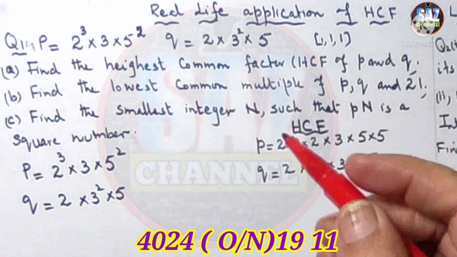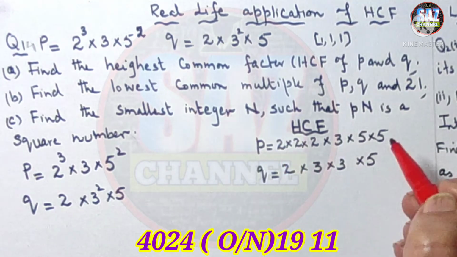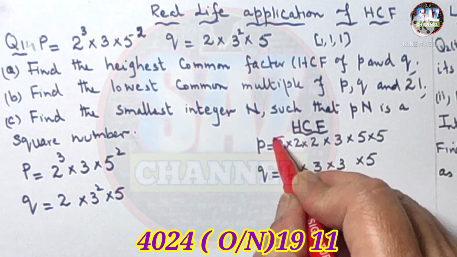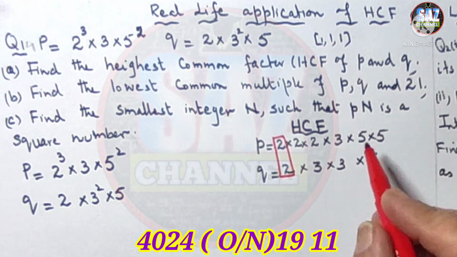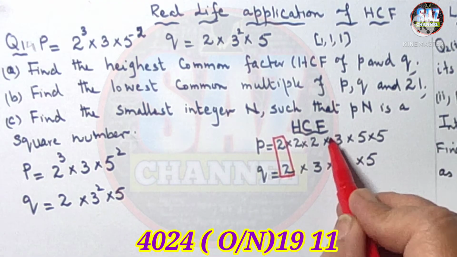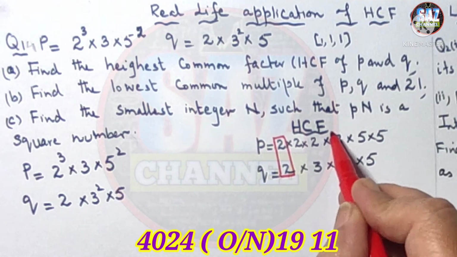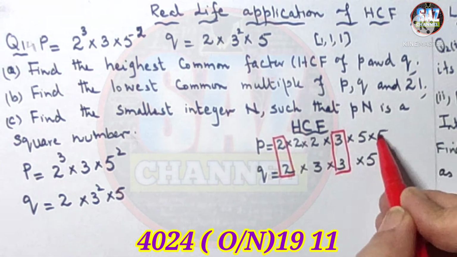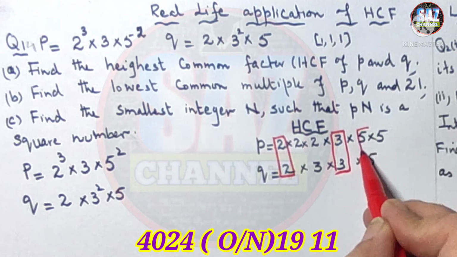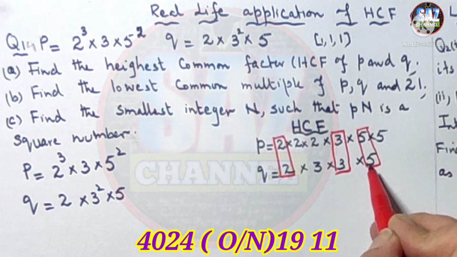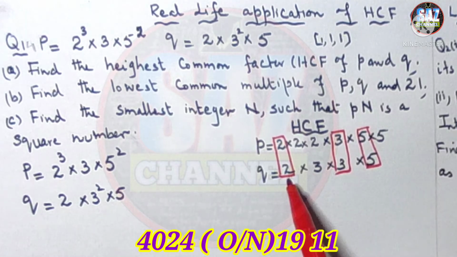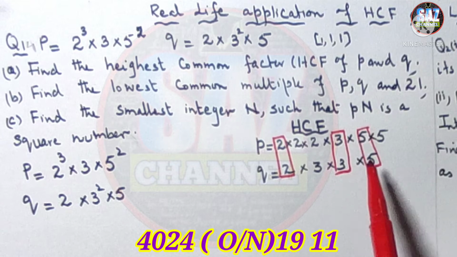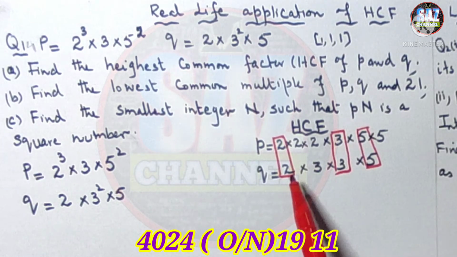If we look at 2's, I can see that I have only one place where 2 is coming as a common factor. Moving to 3, it is just one time common, and again 5 is just one time common. So HCF will be 2 multiplied by 3 multiplied by 5, which is 5 3s are 15, 2s are 30.